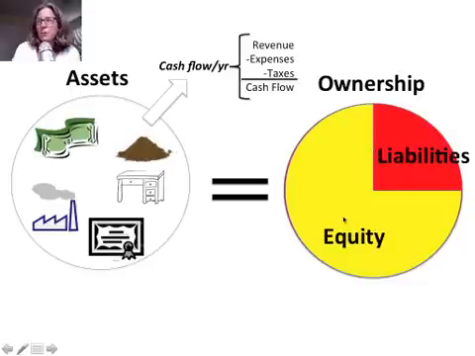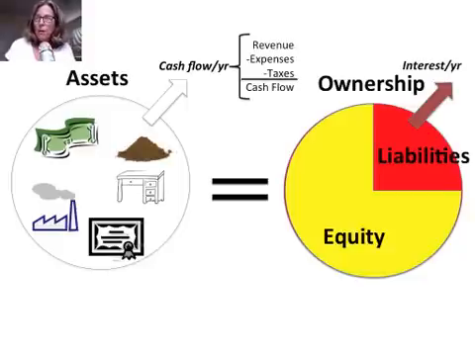Now, if we look at the other side and look at what the cash flow equivalents are for both liabilities and equity, liabilities are actually easy. It's equal to the interest per year. When you have a firm and you've borrowed money to finance it, in order to pay it back, you have to pay interest every year. So the value of the loan is the initial value, and then the interest per year is what you pay to keep that loan.